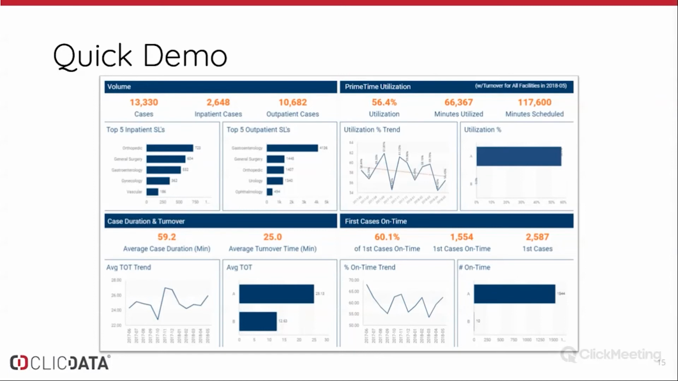So we'll quickly flip over to a demo and look at some examples from a performance measurement perspective, and walk through some of the common items that I like to show from a healthcare perspective.